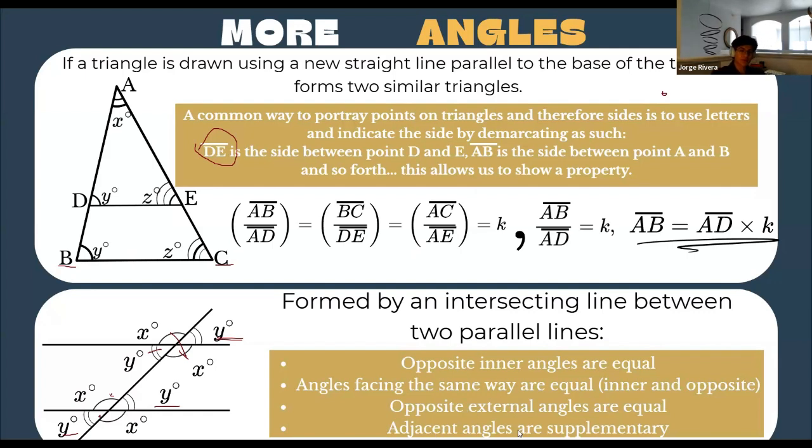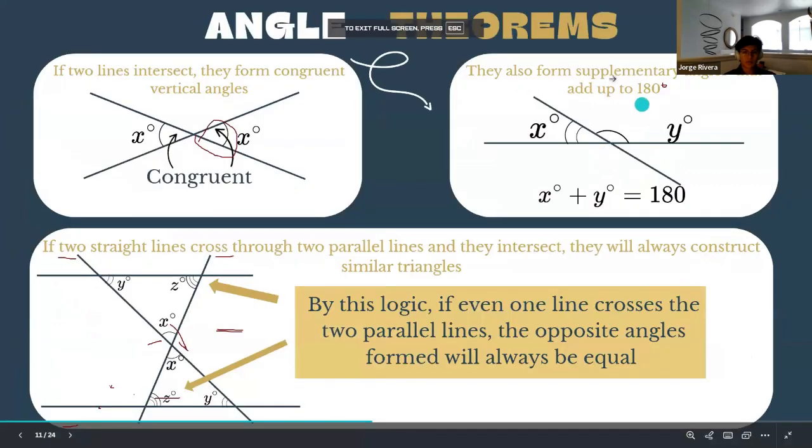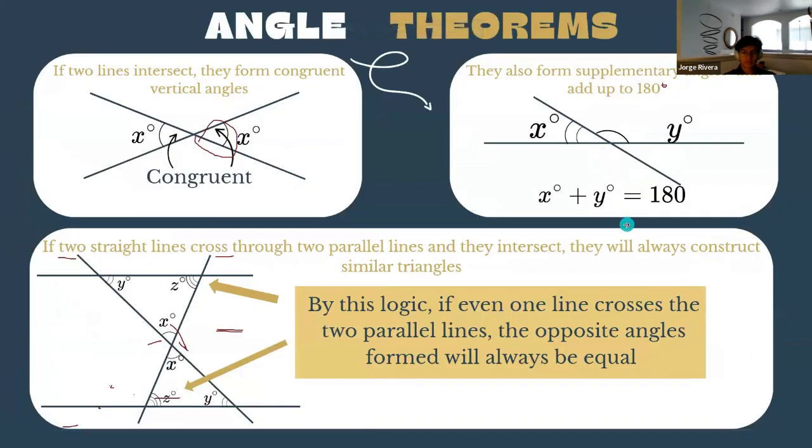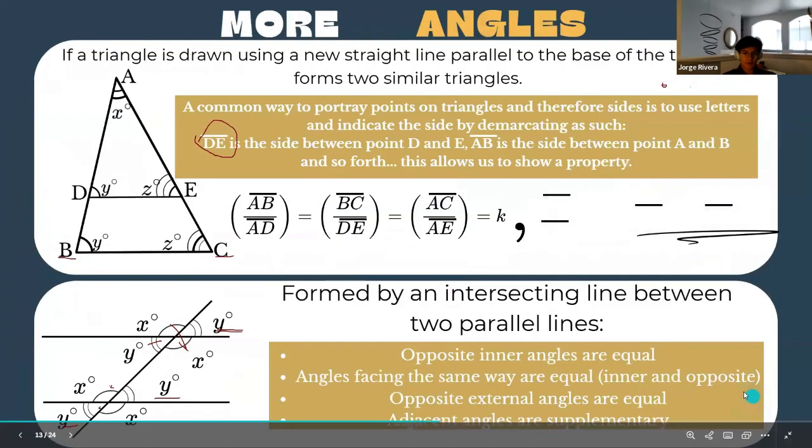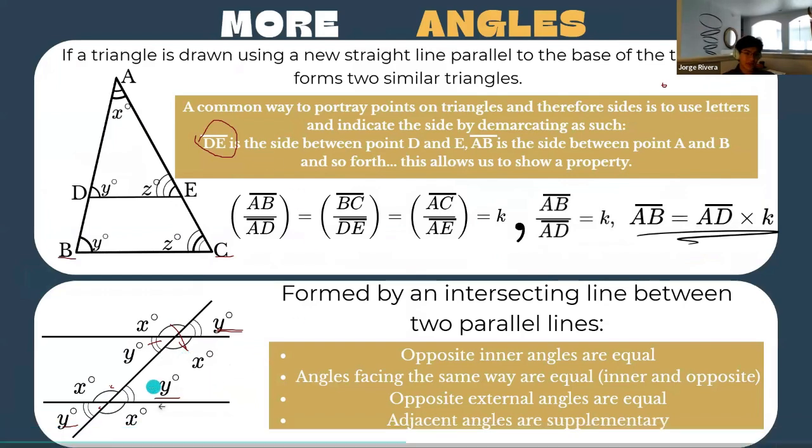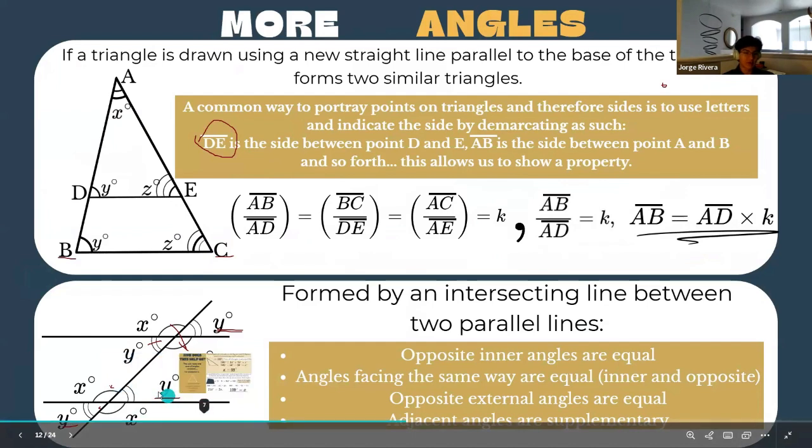Who can remind me what supplementary means? Can anyone tell me what supplementary means? Angles that add up to 180. Very good. So they are angles that add up to 180. So that means that adjacent angles, so this angle and this angle, will always add up to 180, right? And so that also means that the two inner angles on the same side will also add up to 180.